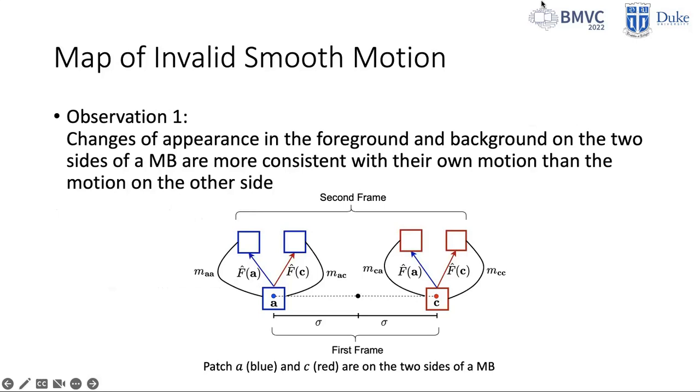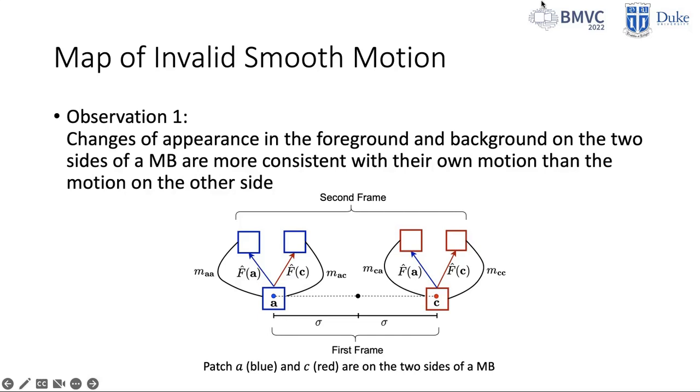Now, let me explain our proposed map of invalid smooth motion. As the name suggests, the purpose of the map is to identify those boundaries whose two sides should not have similar motion. For point B on such a boundary, we select two image patches on its two sides, patch A, the blue patch, and patch C, the red patch. Both patches have the same distance from the point B. Each of the patches has its own estimated motion, which is represented by the blue and the red arrow, respectively.